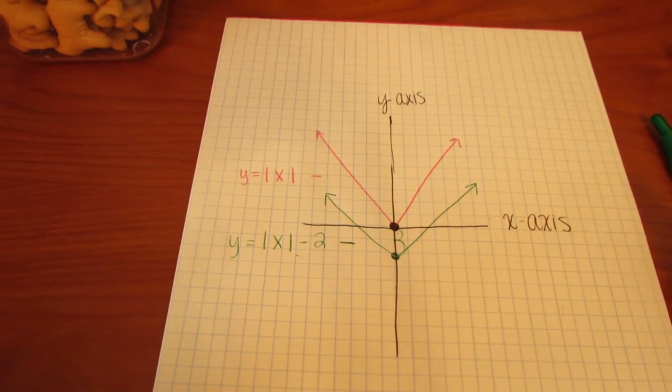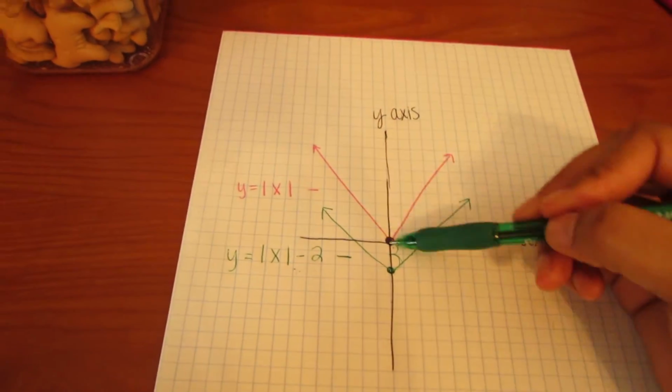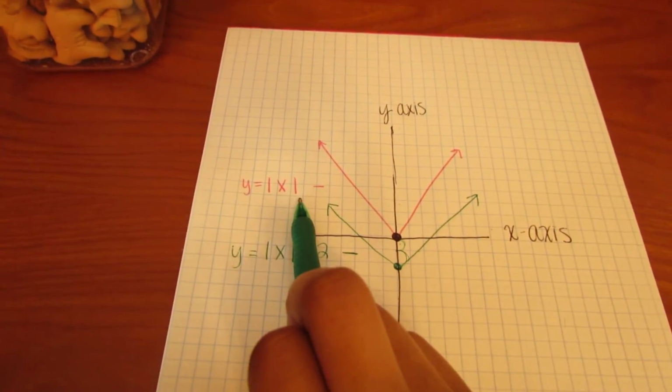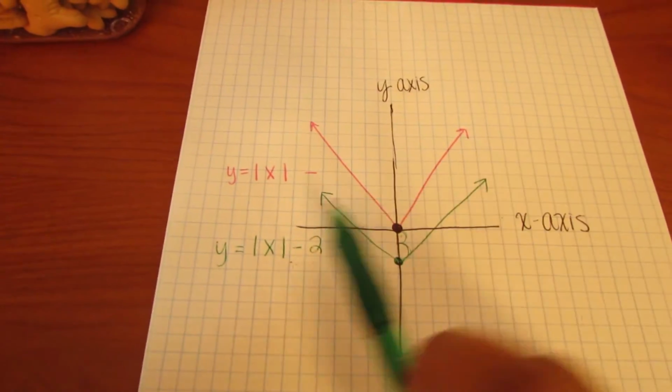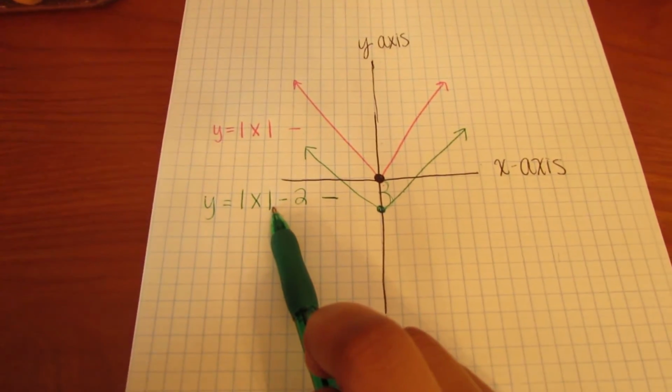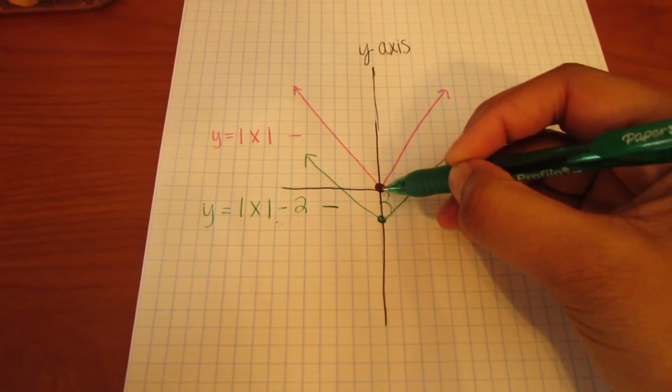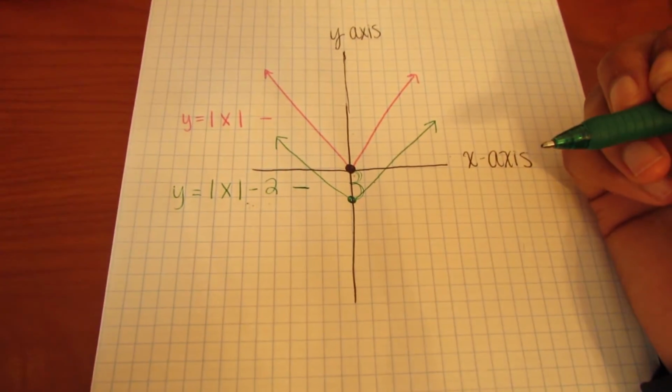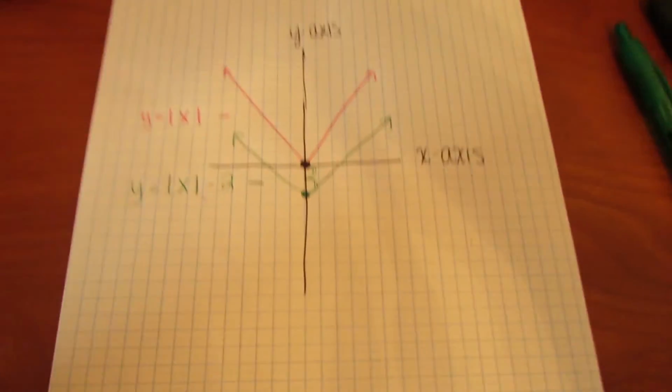So our translation, this is the original, y equals absolute value of x, and this is our translated graph, y equals the absolute value of x minus 2, going down 2 on that y-axis. And that's our translation.